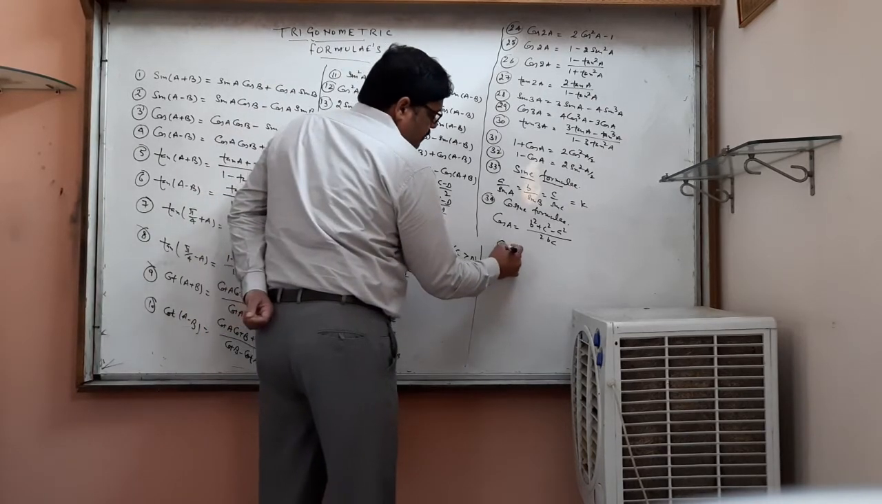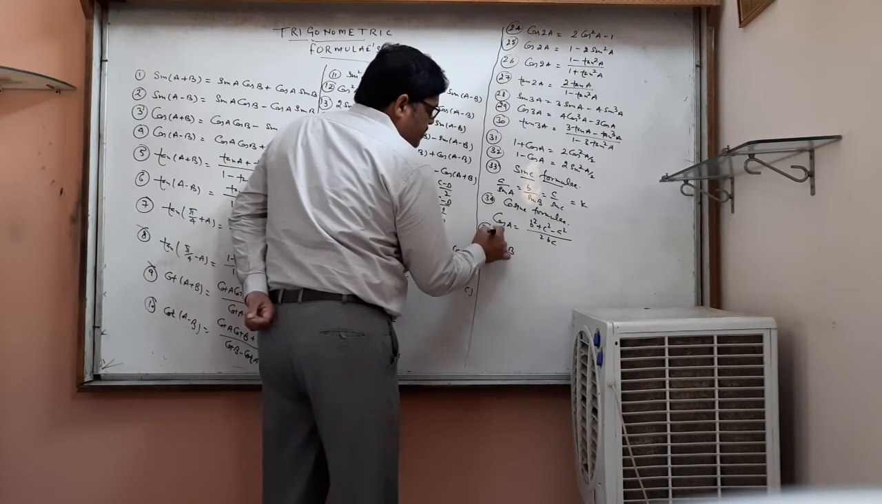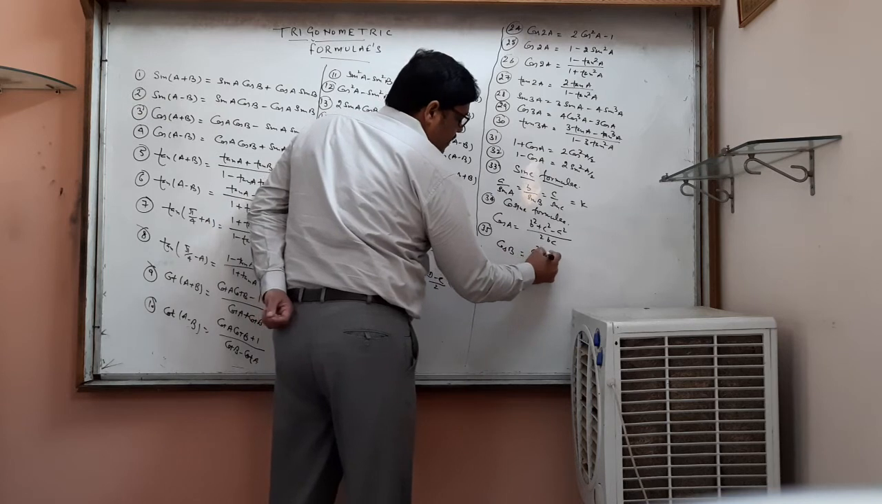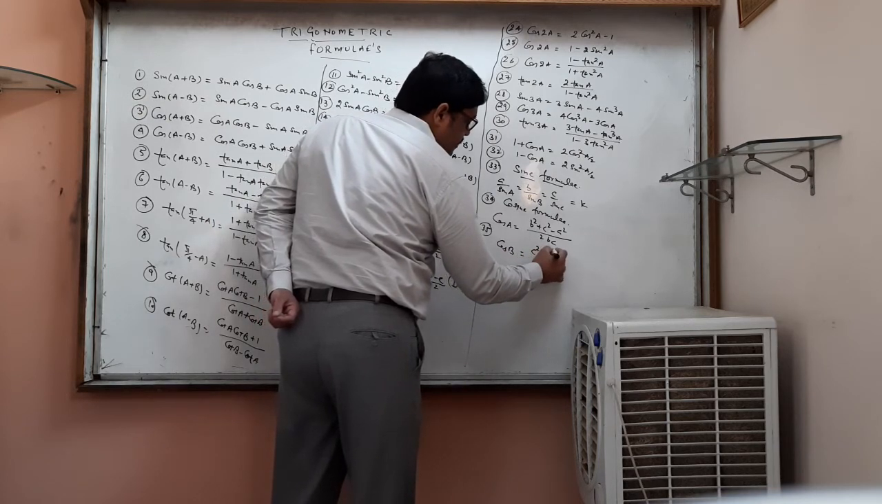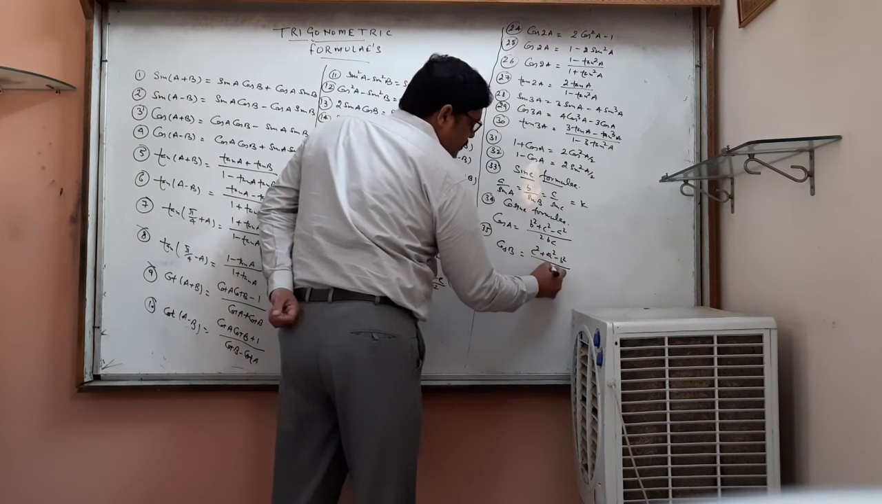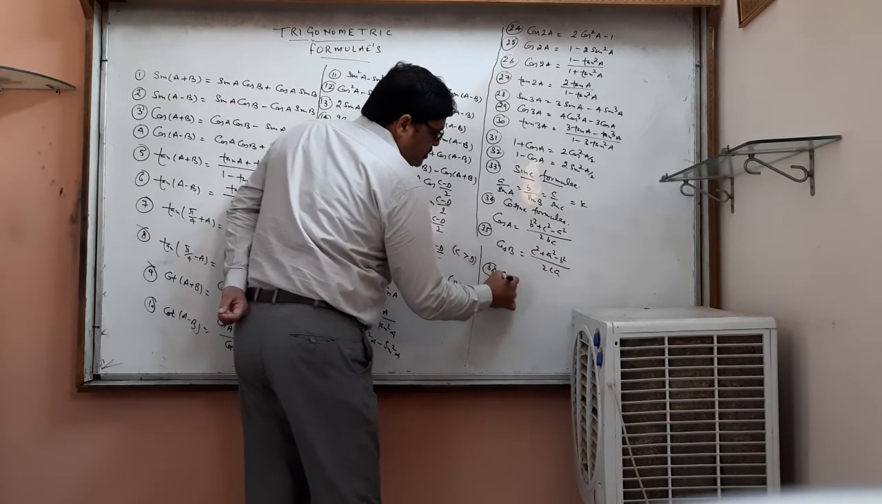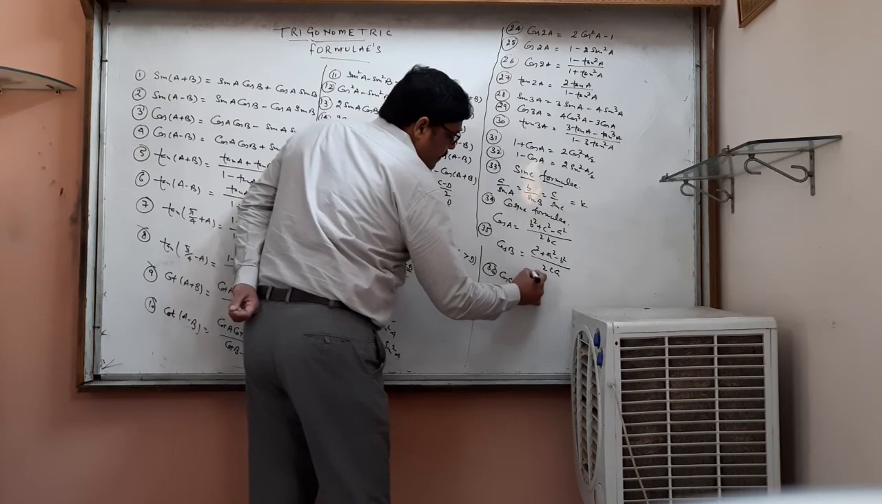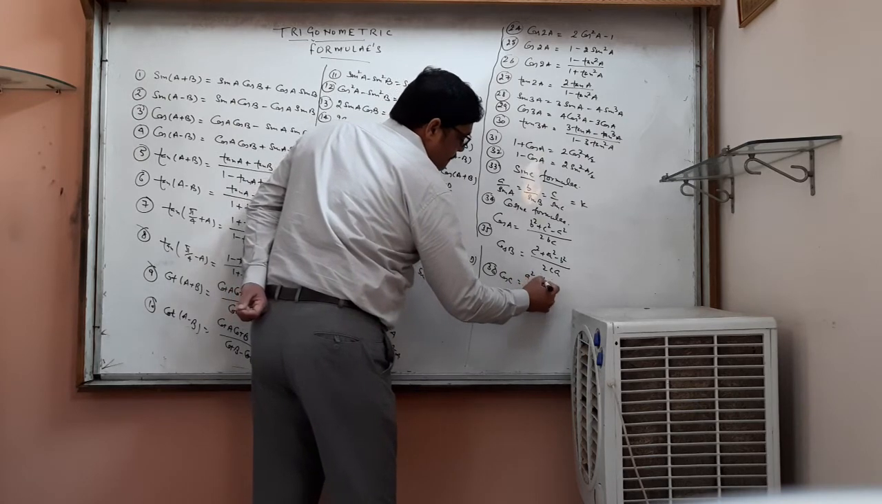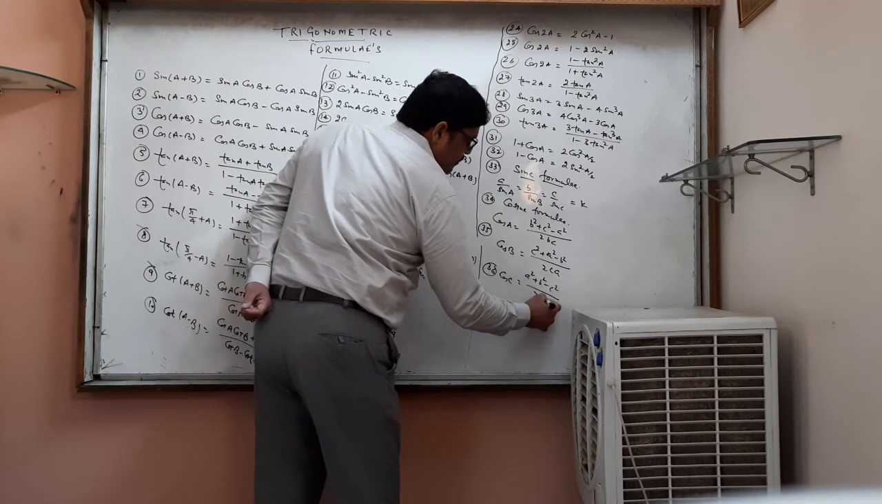Cos B is equal to c square plus a square minus b square upon 2ca. And next is cos C, a square plus b square minus c square upon 2ab.